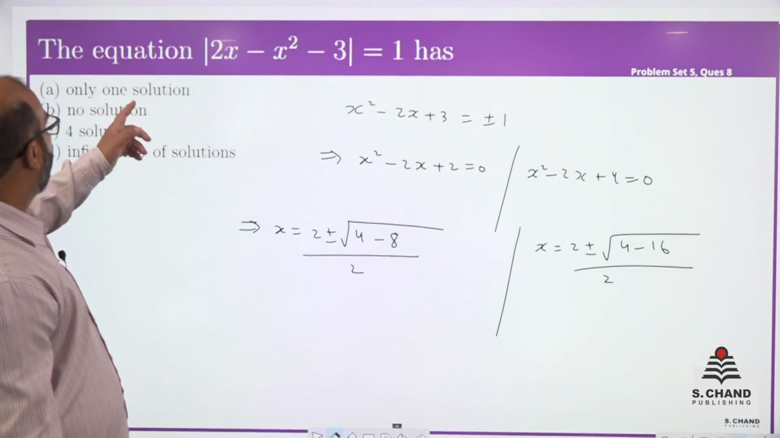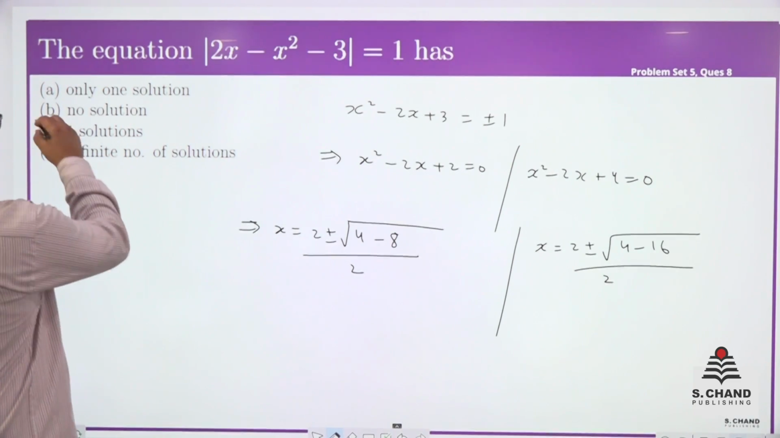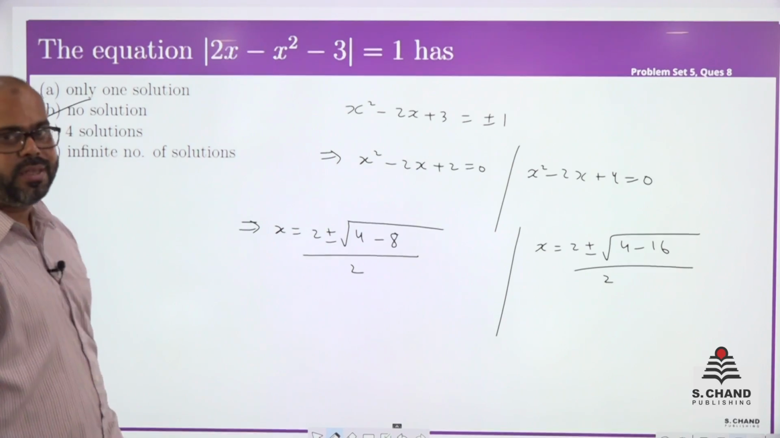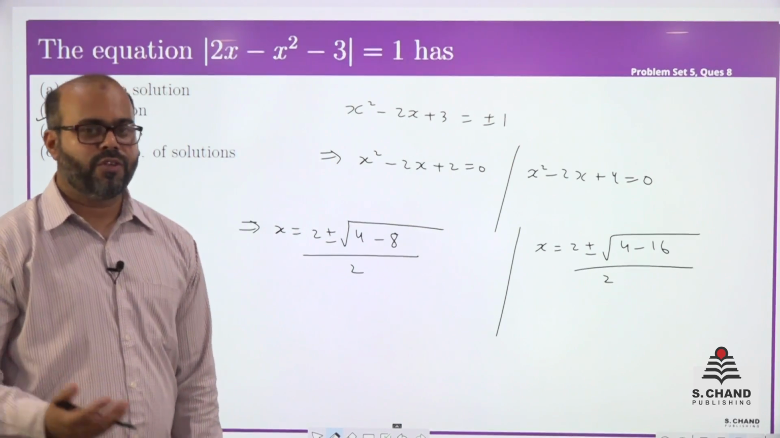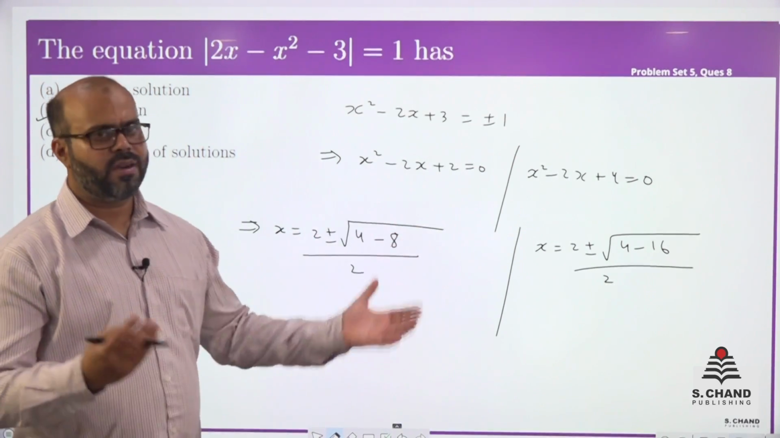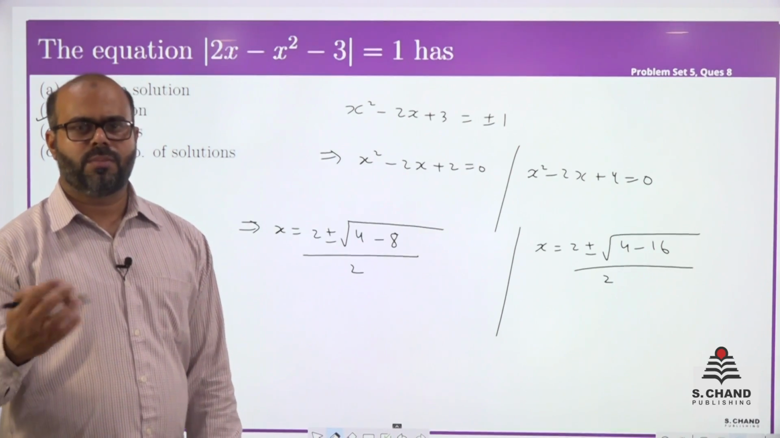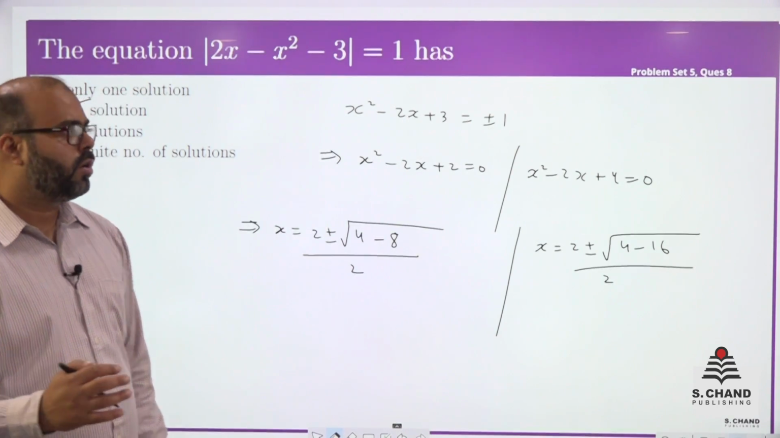So, if it is asked how many solutions, it has no solution, because what they mean is real solutions here. If we talk about imaginary solutions, obviously there are 4 solutions in total, some imaginary, some real, but they are talking about real solutions.